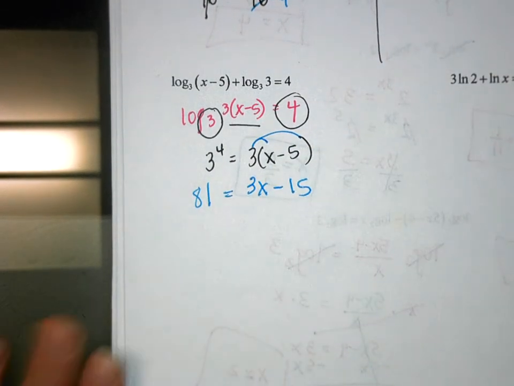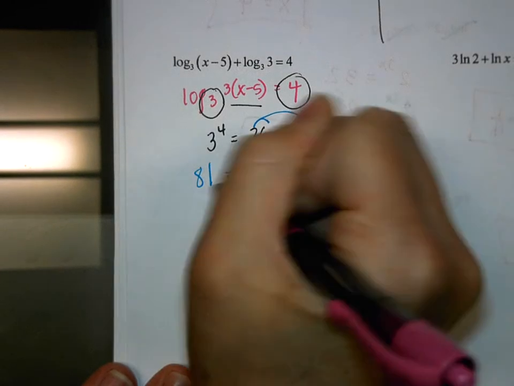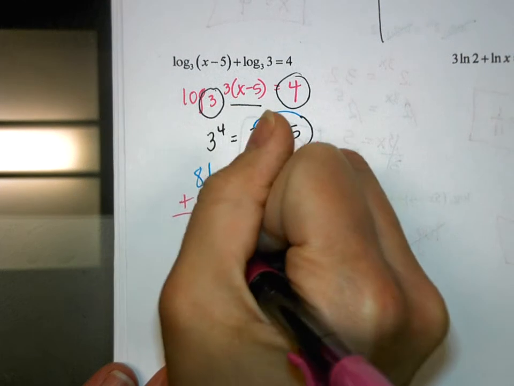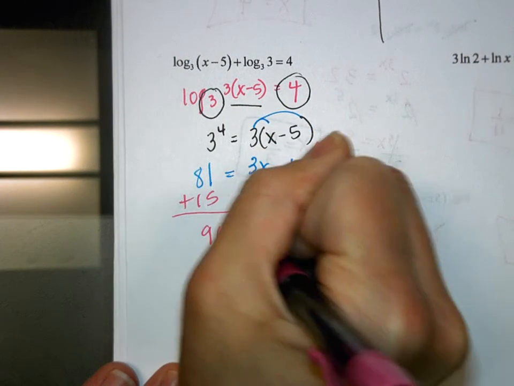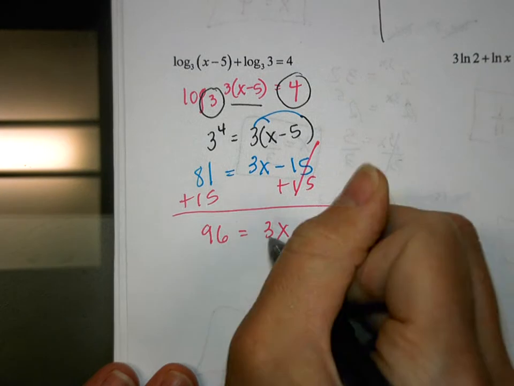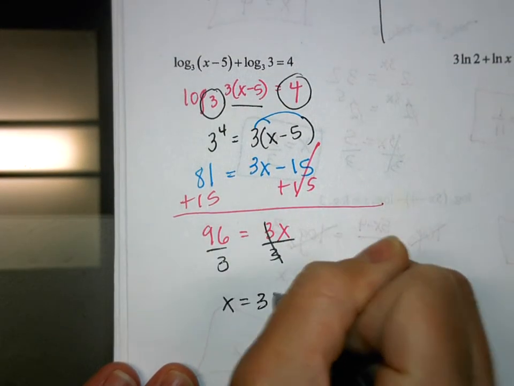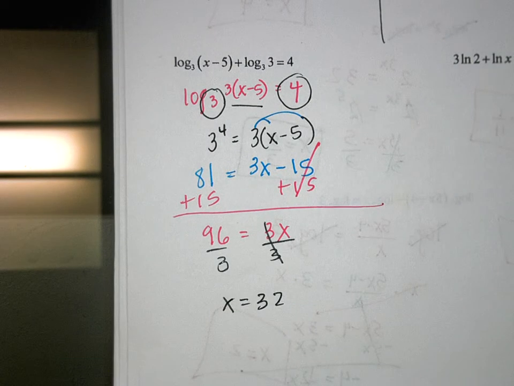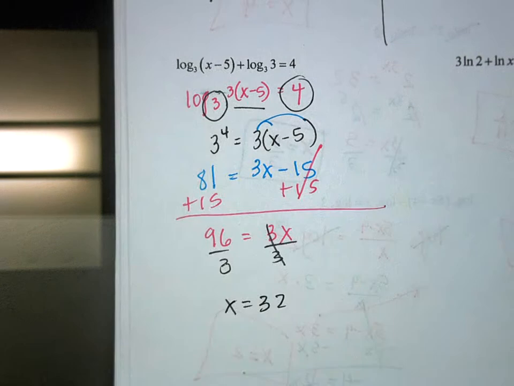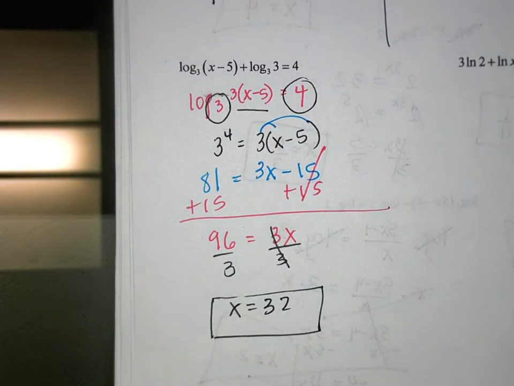We want to solve for x, so next I will add 15 to both sides. 81 plus 15 is 96 equals 3x. And then the last step would be to divide by 3. And what does x equal? And what do we always need to check? Will it make a negative value up here? 32 minus 5, is that okay? Yes. So we're good. Questions before moving on?